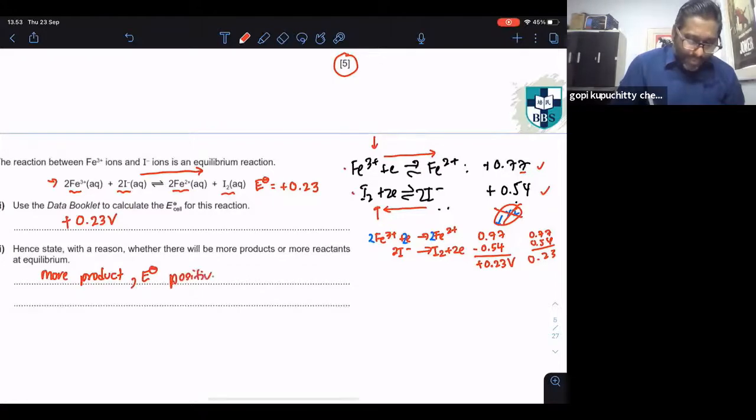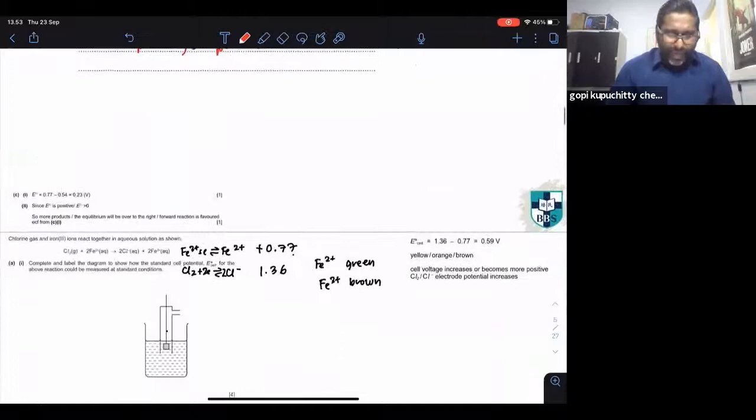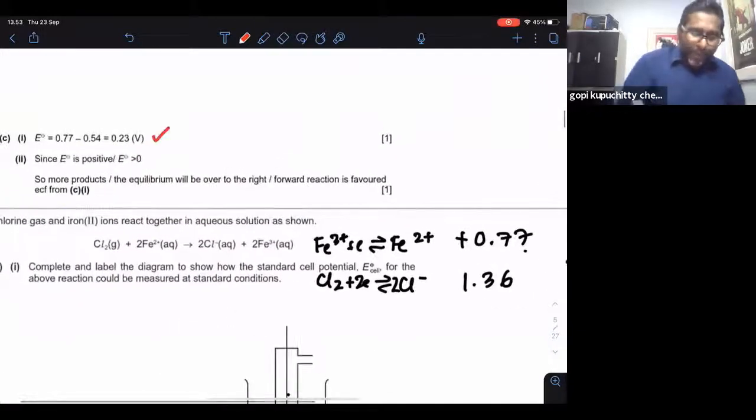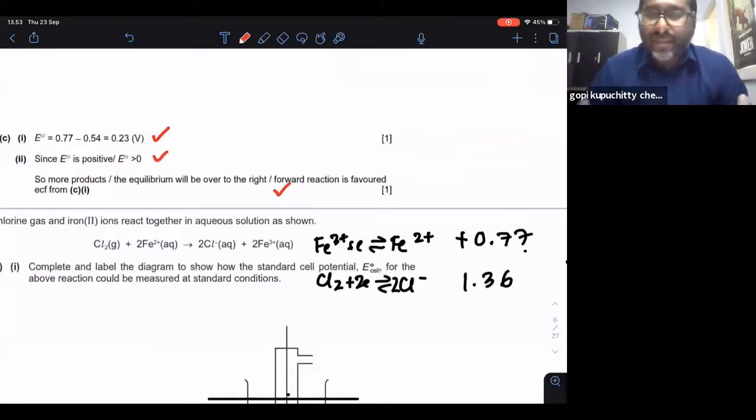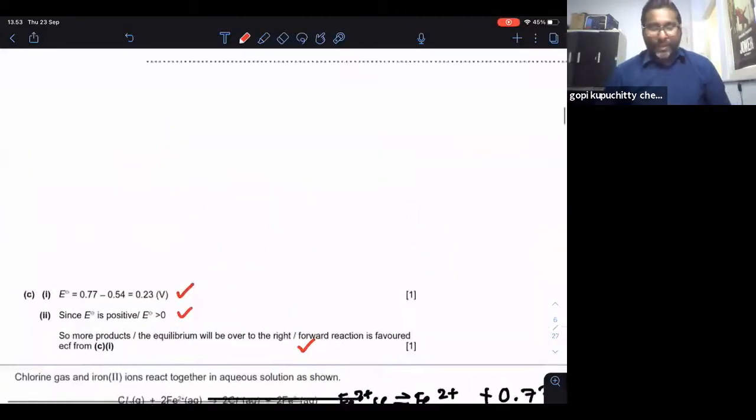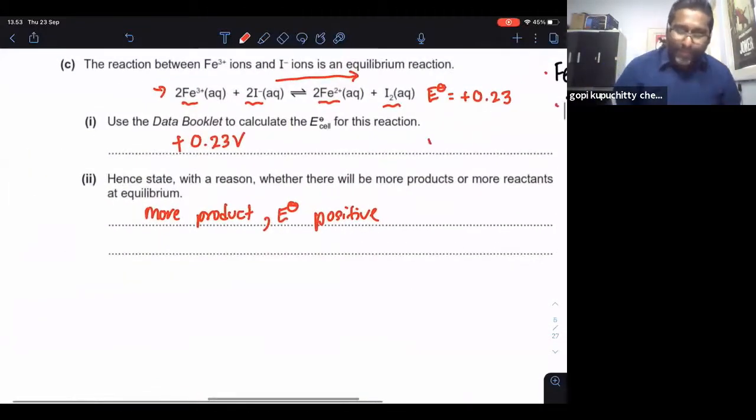If you don't believe what I'm saying, it's so easy like this. This is going to be the marking key. You see, 0.23. Since E is positive, therefore it's shifted to the right, or product is favored. That's it. You do not need to worry so much about it. So very simple. You just need to calculate properly, and you should be able to get the answer.